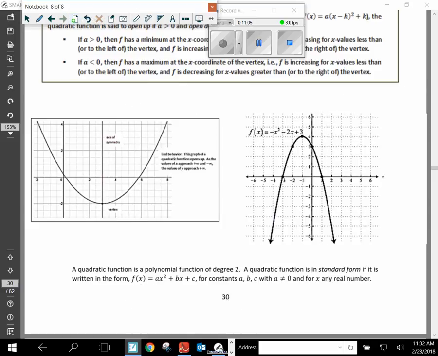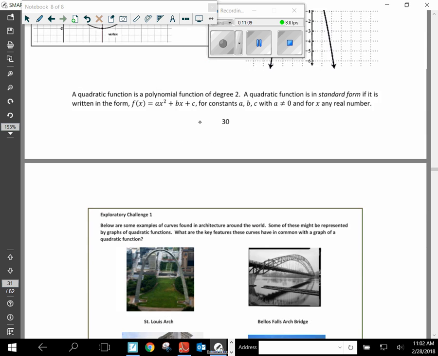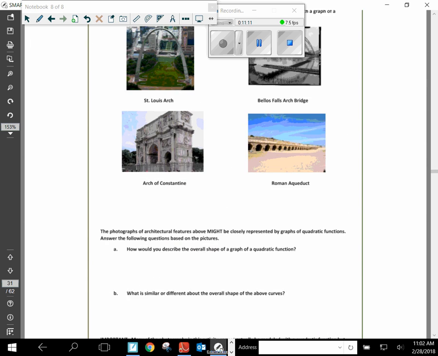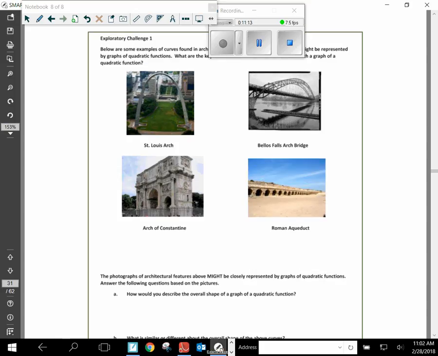So what you're now going to do on the next page. Oh, I don't like this page. This is just showing some real life examples where you might see in architecture some quadratic functions. Notice they're all curves, they're all parabolas. We can skip that page.